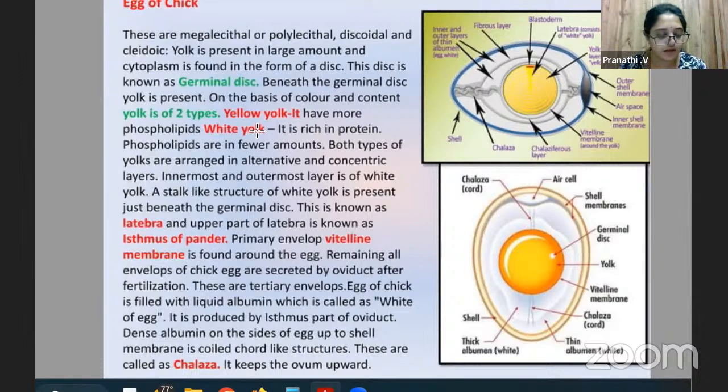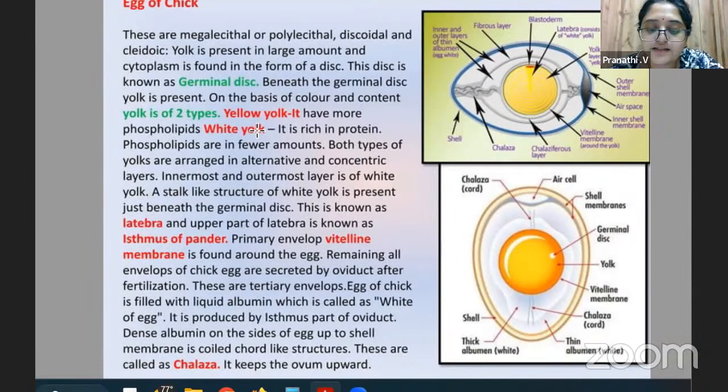Then you have the allantois, which develops as a blind evagination on the floor of the hindgut. This is later pressed against the shell membranes and receives allantoic blood vessels, in fact, connected to the hindgut by a narrow allantoic stalk. And then at the time of hatching, the umbilical cord breaks and the allantois rises up.